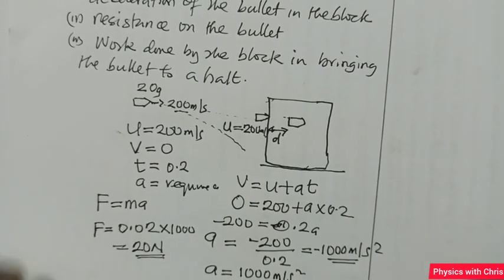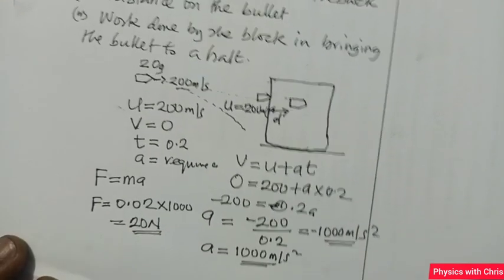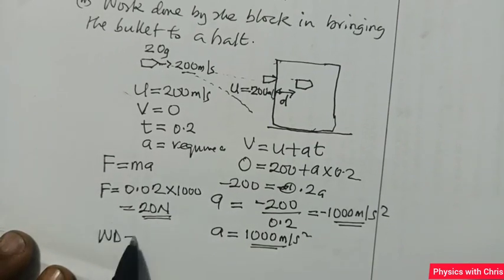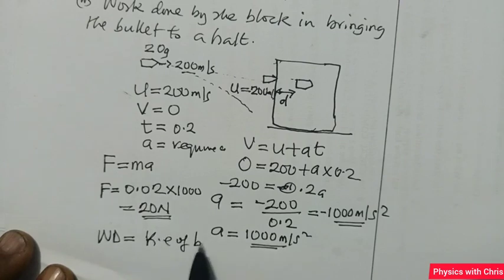Work must be done so that energy will be conserved. Now, that work done is converted from the kinetic energy of the bullet, all right? So that energy will be conserved. Work done by the block is equal to kinetic energy of the bullet. Okay, so what is the kinetic energy of the bullet?